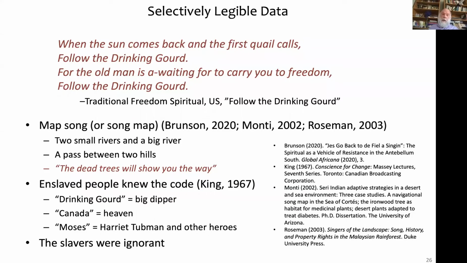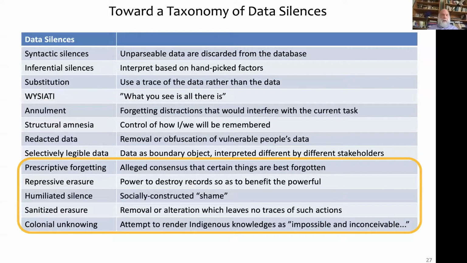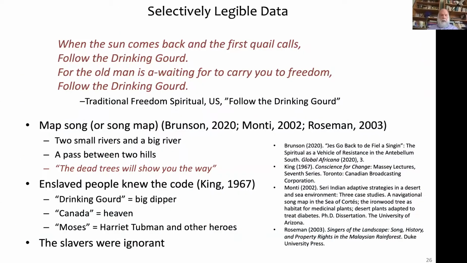The drinking gourd is the Big Dipper, is the way north. Canada is heaven. I hope you all appreciate that. And Moses, who appears in many of the songs, is Harriet Tubman, or the other heroes who helped enslaved people to get to freedom. What's interesting about that is it's a coded song.